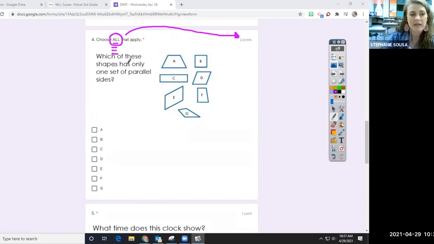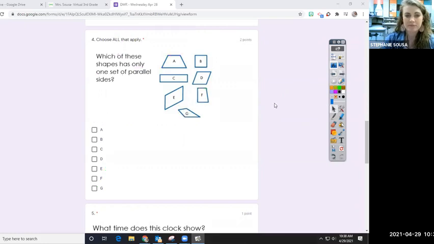Which of these shapes has only 1 set of parallel sides? That would be shape A. The top and the bottom are parallel. That would be shape F. The top and the bottom are parallel. And that's it. D doesn't have any parallel line, or G, I apologize, no parallel lines. And all of the others have 2 pairs. Questions? Okie doke.